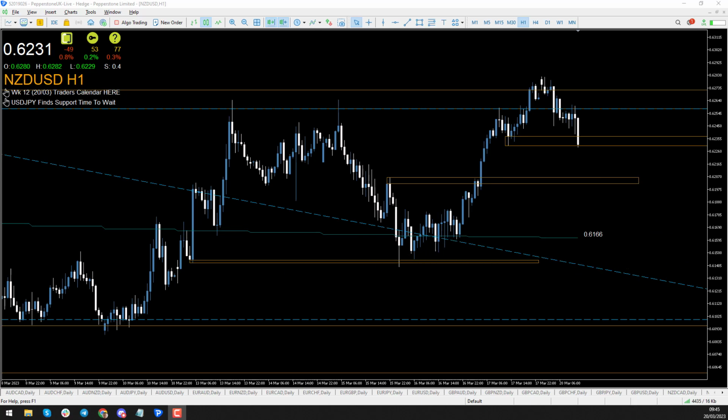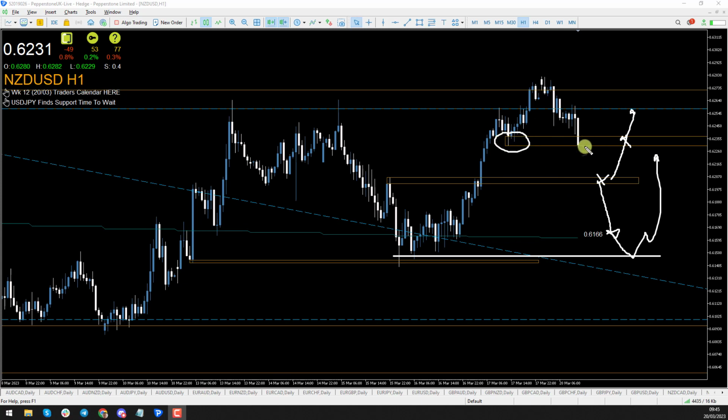So multiple opportunities, I think, on New Zealand US dollar in the short term. Maybe even if we look for a long from here back into the sort of resistance areas, or if price, like I said, can come down into these lows, rally back from there. The only thing I don't like about this area here is your reward to risk ratio back into the resistance.